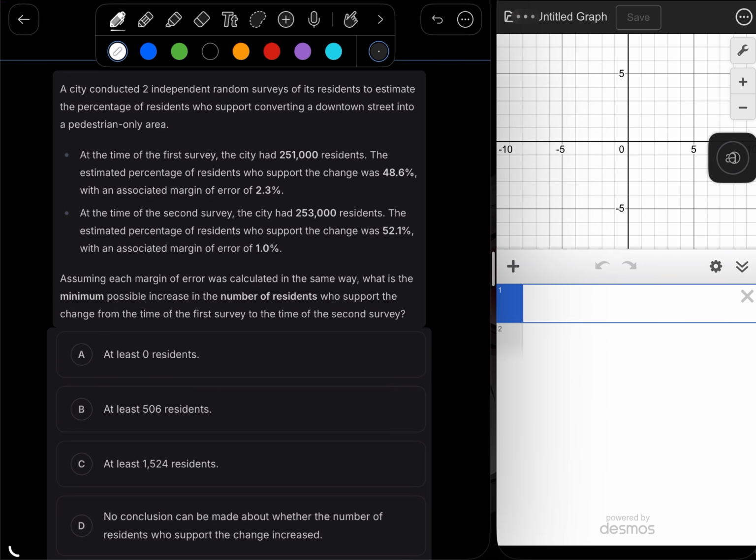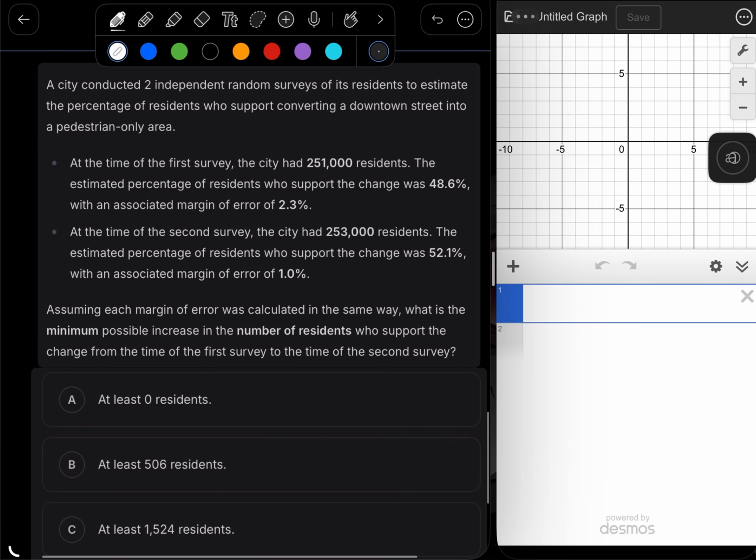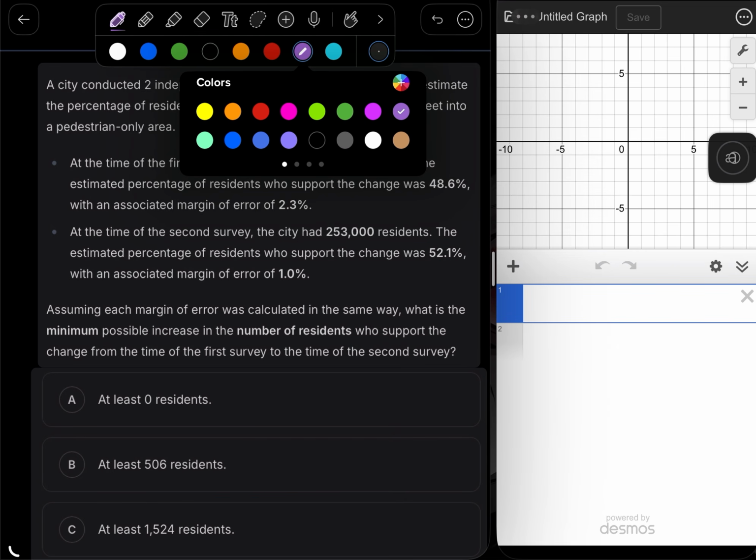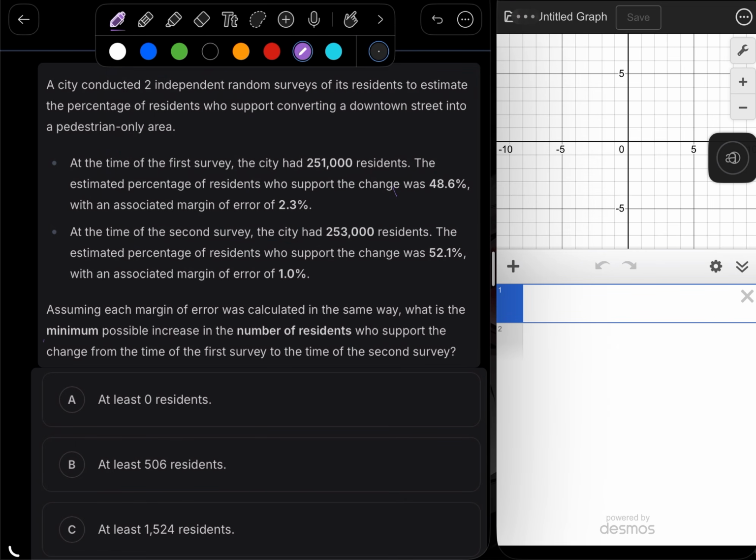Here we have a city, which conducted two independent surveys of its residents to estimate the percentage who support converting a street into a pedestrian-only area. And of course, they give us information on the first and second survey. Essentially, we're asked what is the minimum possible increase in the number of residents who support the change.